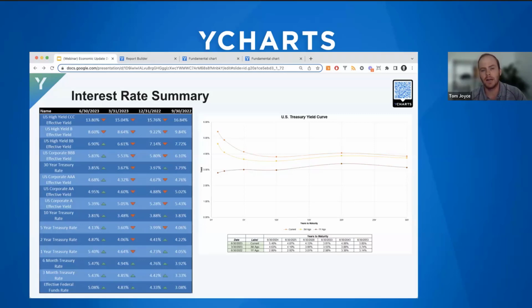The only rates, or yields, that we didn't see have a sharp increase in the second quarter of 2023 were the B and the triple C high yields.